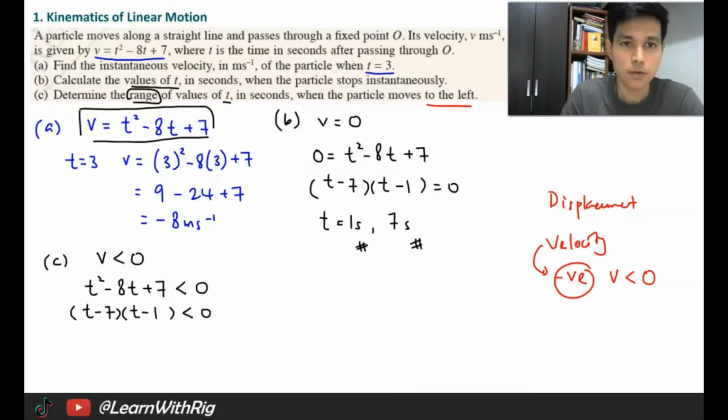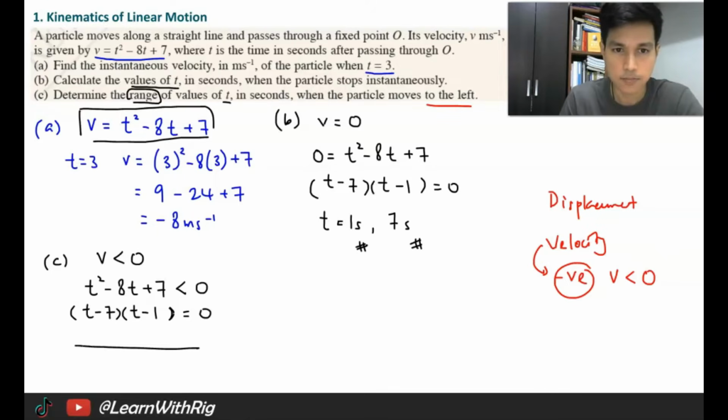I'm sure you all learned this before in Form 4 chapter 2, if I'm not mistaken. You learn about inequality. Whenever you have this, I change it to an equal sign first. There are 3 ways for you to solve this. Either you use the graph method, or the number line method, and also the tabulation method. So there are 3 ways you can solve. I'm going to use the graph method.